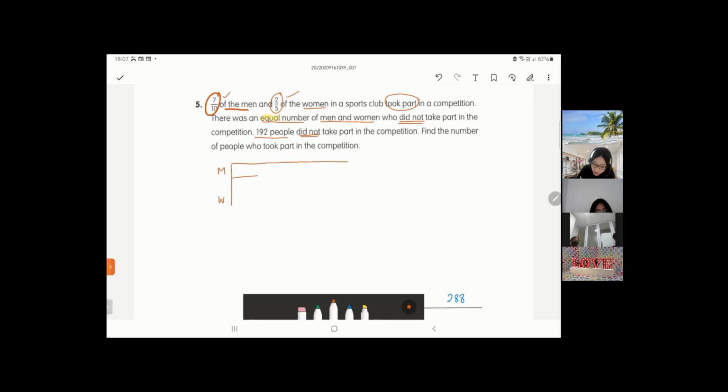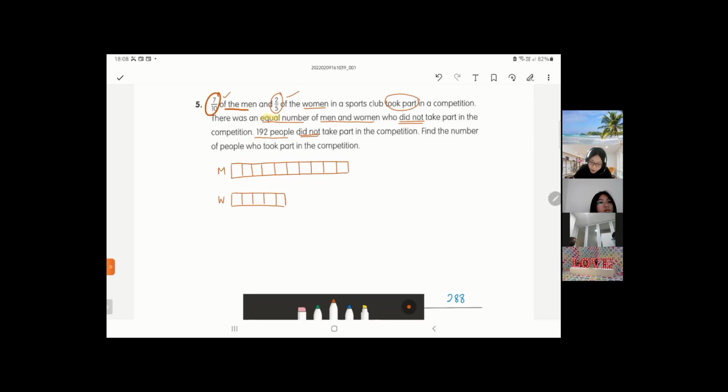So I have 10 parts for my men. Okay. And 5 parts for the women. So we do the men first. Okay. 1, 2, 3, 4, 5. 1, 2, 3, 4, 5. This is my men. And my women is 5. So it's about half of the men. About there. 1, 2, 3, 4, 5. Okay. Then I can erase that. That is for a guide to draw model equal parts.